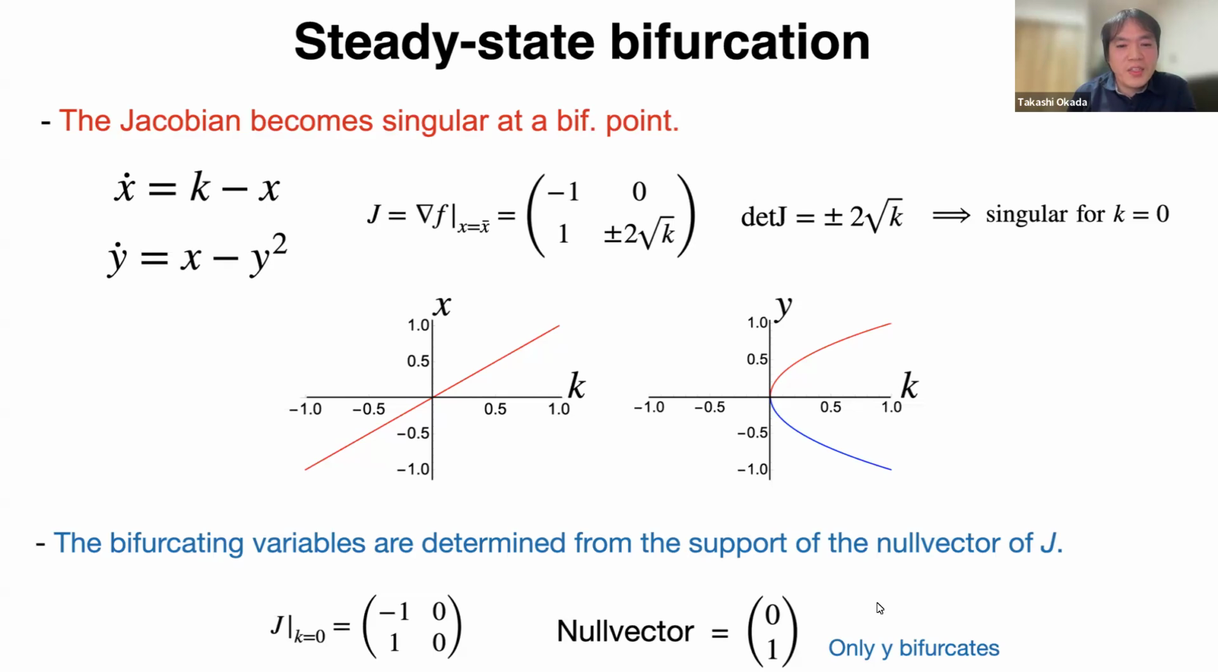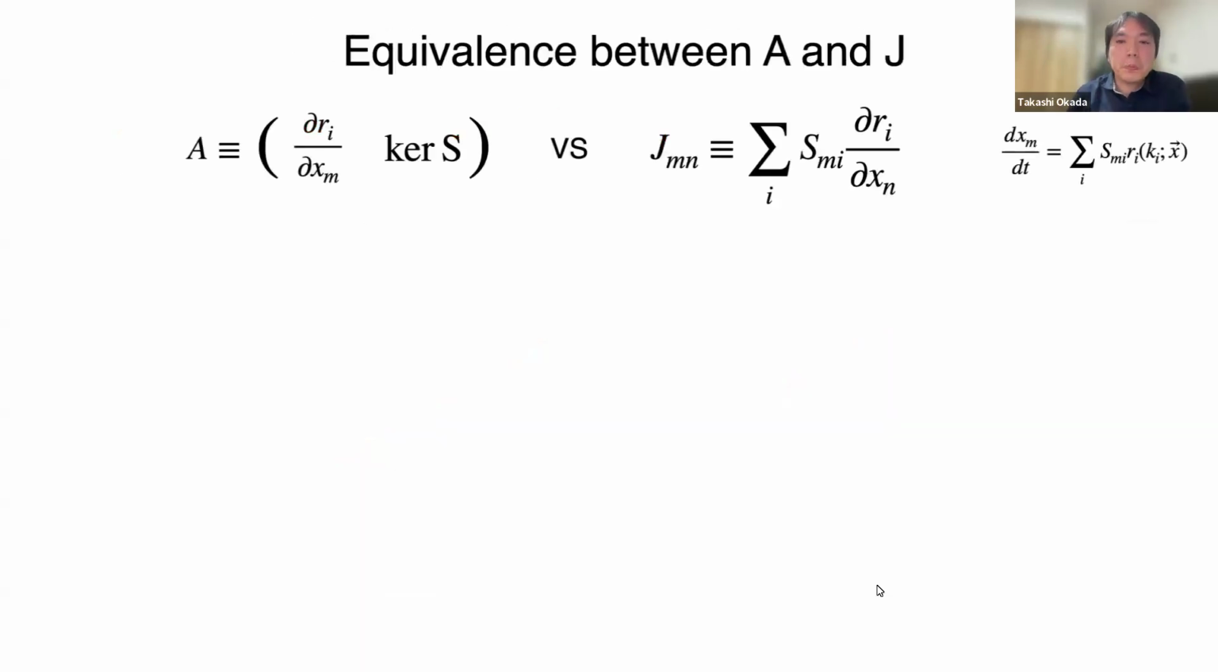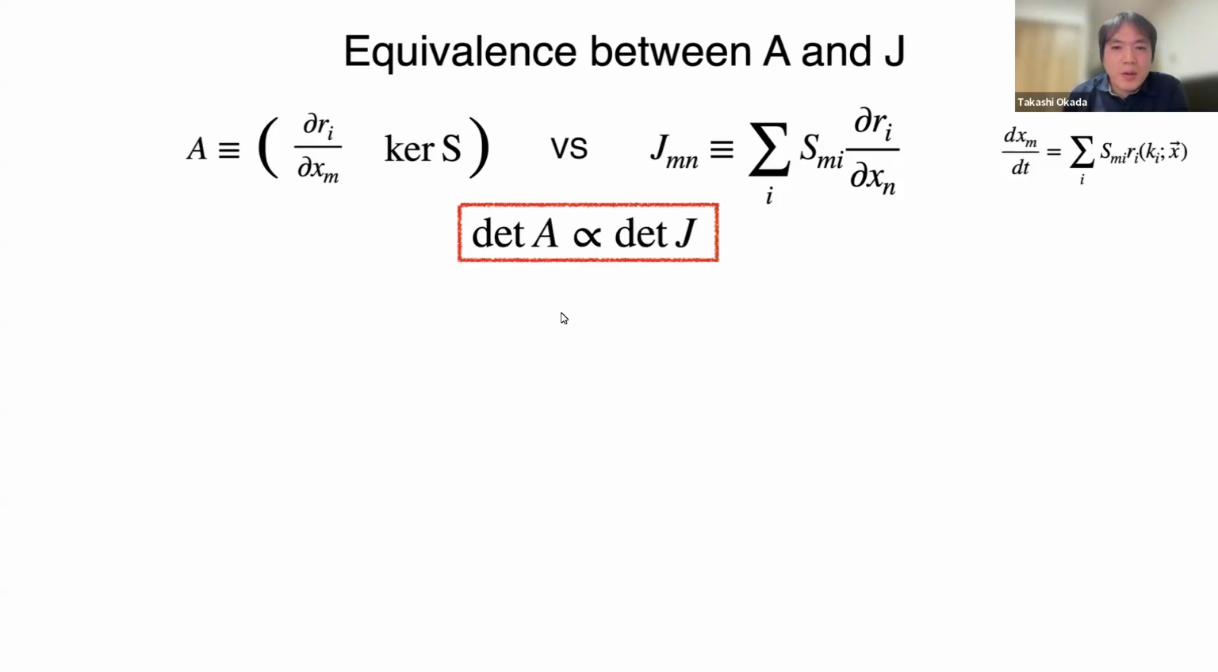Okay, so let's apply these basic facts to a chemical reaction network. The Jacobian of a chemical reaction network is given by this. It's a product of the stoichiometry matrix and the reaction rate derivatives. And you will soon notice that our matrix A is defined exactly from the same data, S and reaction rate derivatives. In fact, these two matrices are essentially equivalent. Specifically, we can show that their determinants are proportional to each other. So a bifurcation point can be characterized by a singular A instead of singular J.